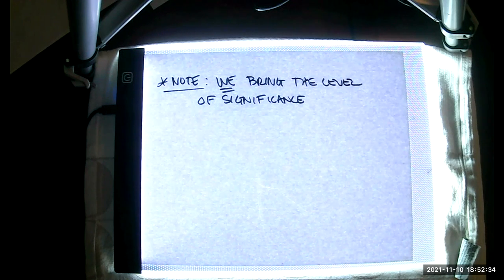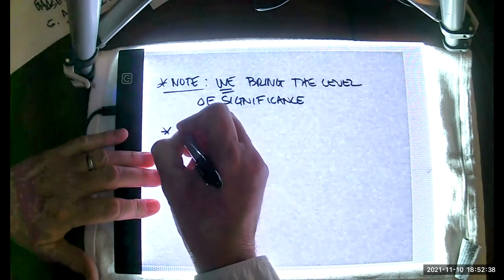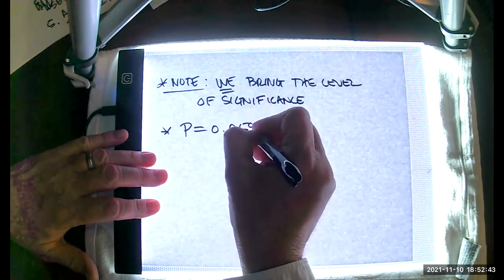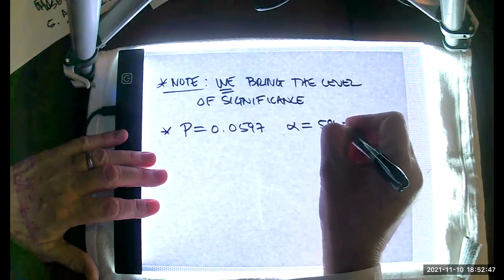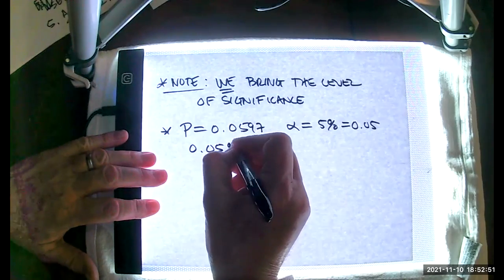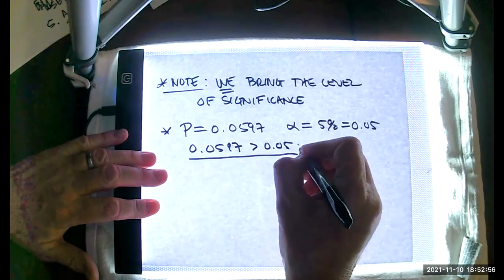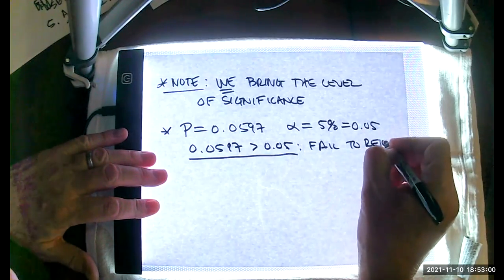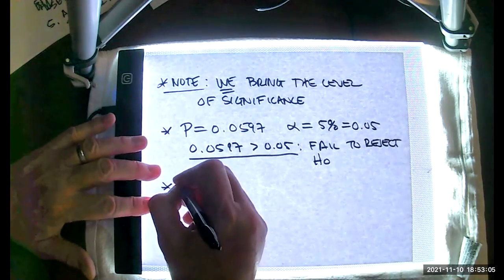So for example, in that last problem that we just did, we had a p-value of 0.0597. And our alpha was 5%, or 0.05. 0.0597 is greater than the 0.05, which means we fail to reject the null hypothesis.